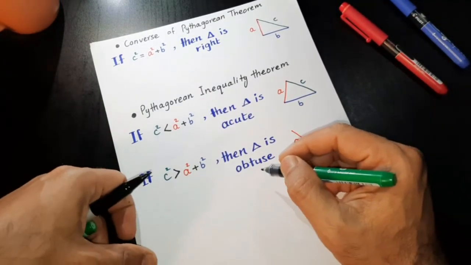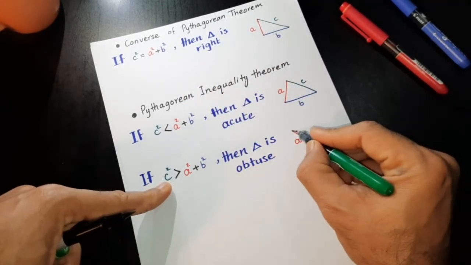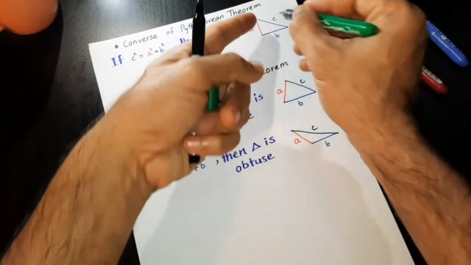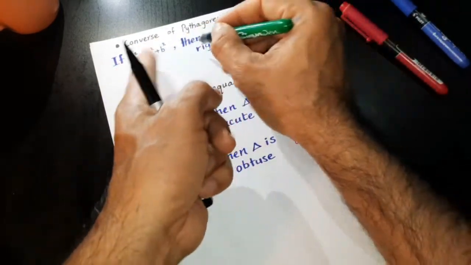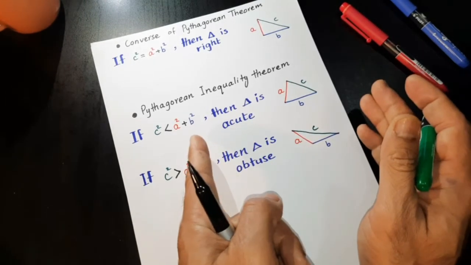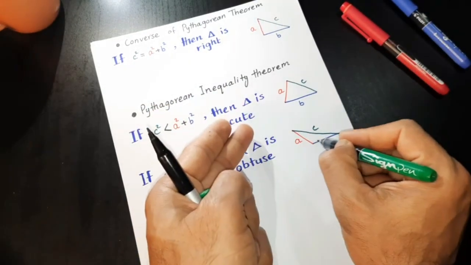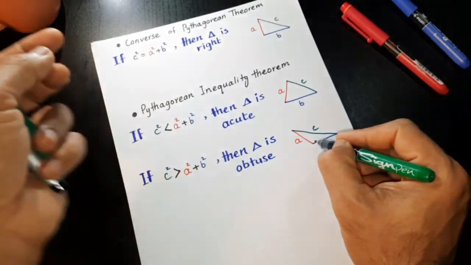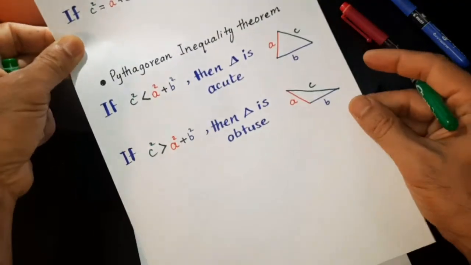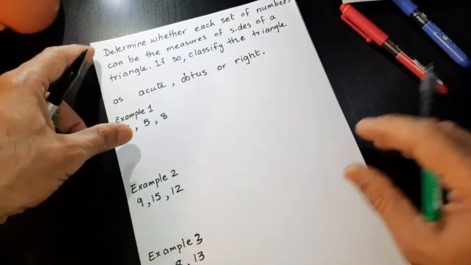Okay, the second part of inequality is if C squared is greater. So this time, if the length C is greater than the C in the right angle triangle, what will happen? This 90 degree angle is going to be greater than 90 in this case. Okay, so if one of the angles of a triangle is more than 90 degrees, then the triangle is an obtuse triangle. Okay, how do we apply this in our questions for the homework?